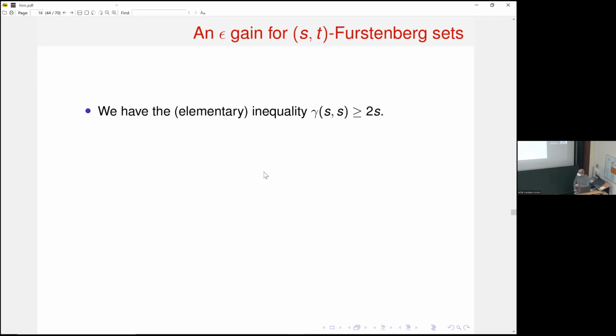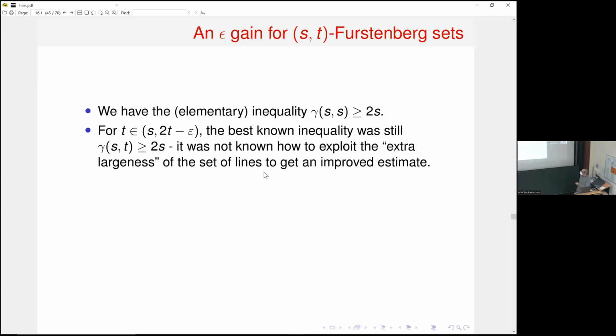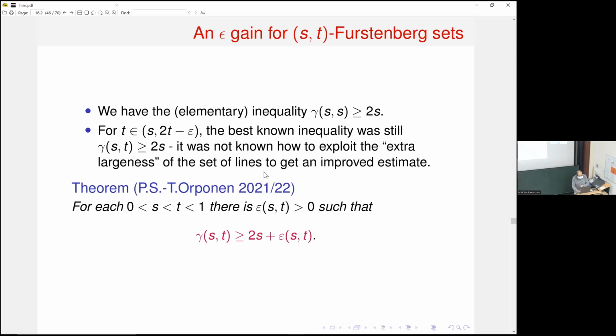So again, gamma of S,S is 2S, and gamma of S,2S is at least 2S plus epsilon. So what happens between S and 2S? Do we really need to go all the way up to 2S to get some improvement over the easy bound 2S? And it turns out that we don't. So this is our next main result.